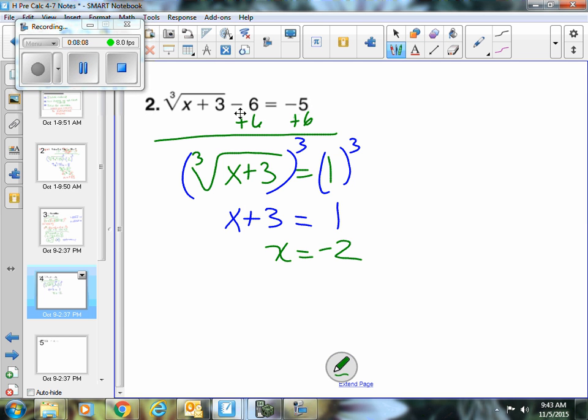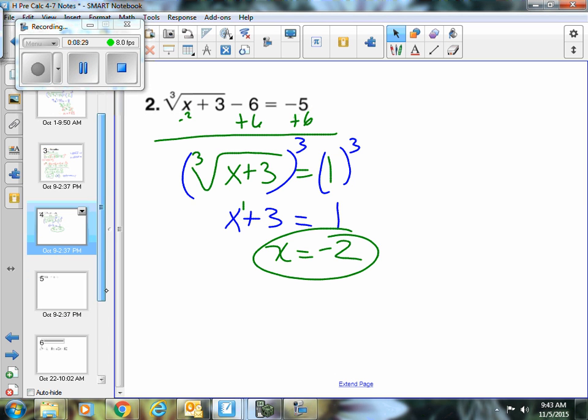A little bit easier because that's a degree 1 equation. Plug in that negative 2. So negative 2 plus 3 would be 1. And then cube root of 1 is 1. 1 minus 6, negative 5. Answer checks out. So for those odd roots, we have much less issues with domain because the domain you can use anything. It's the even roots that are really going to give us issues.